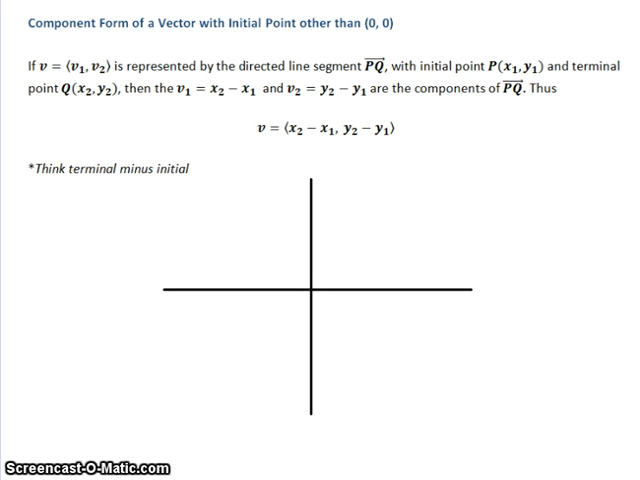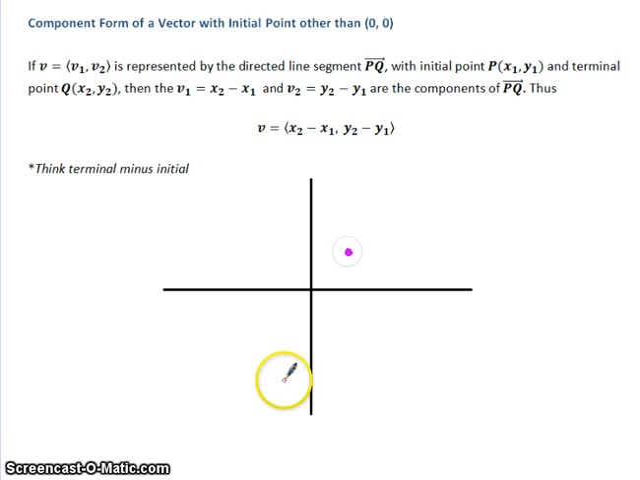Well, you can have a vector that doesn't have the initial point at 0, 0. So let's say we have vector v represented by a directed line segment PQ with the initial point other than 0, 0 and terminal point Q. Then you find the component simply by subtracting the 2 x values and subtracting the 2 y values.